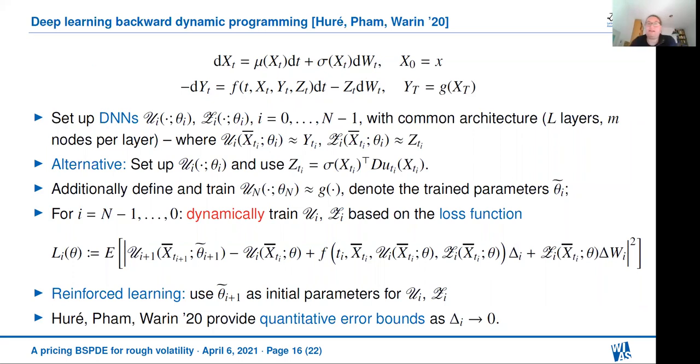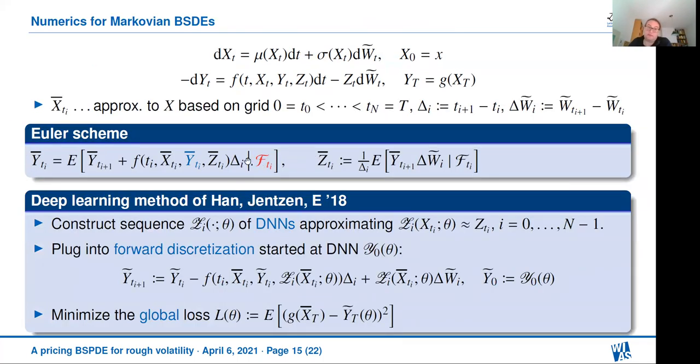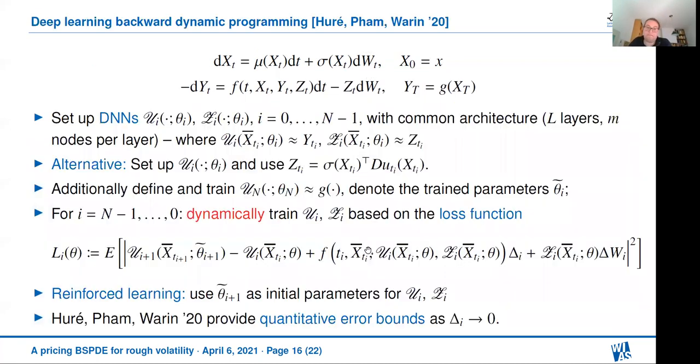Now, if you write this out, you basically use two neural networks, one for Y and one for Z, for each time step. So I have parameter theta as a function of the time step, theta_i. You start out at the terminal time, and then for each time step you get a loss function, which is based on this Euler step. Okay, so you compare the Y at t_i, as you parameterize it by the neural network, against the right-hand side, including the Z, actually. So in other words, rather than training n plus one neural networks at once, you train two at a time.